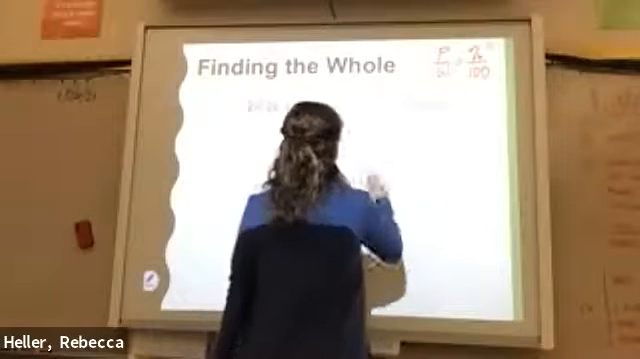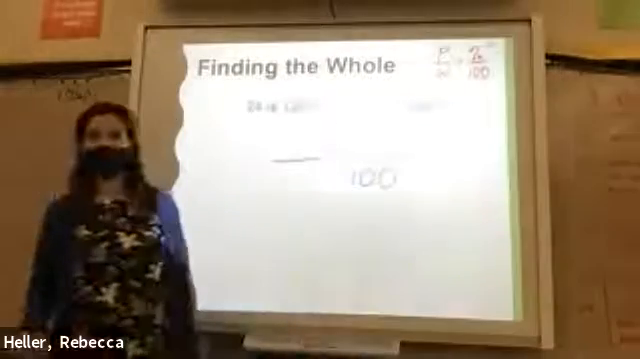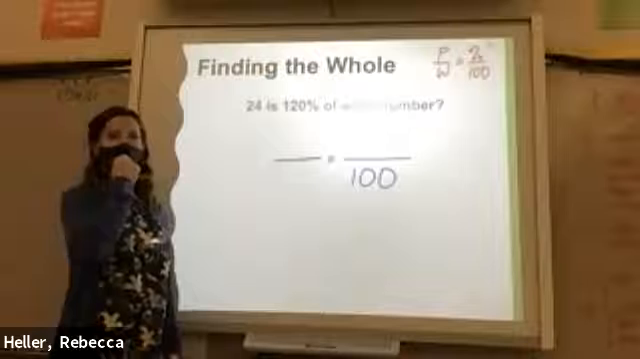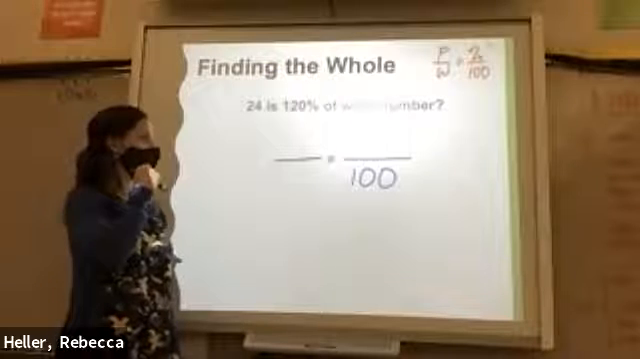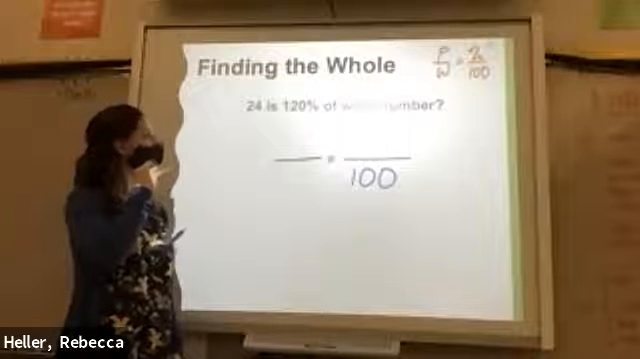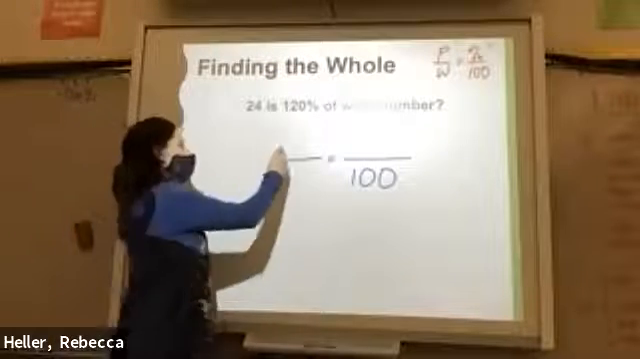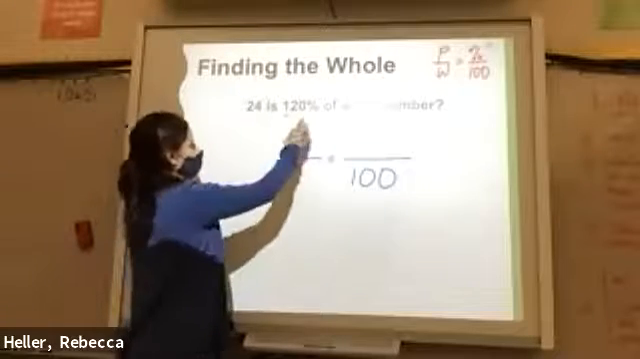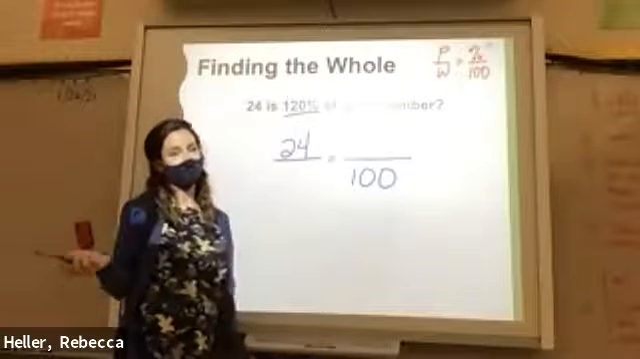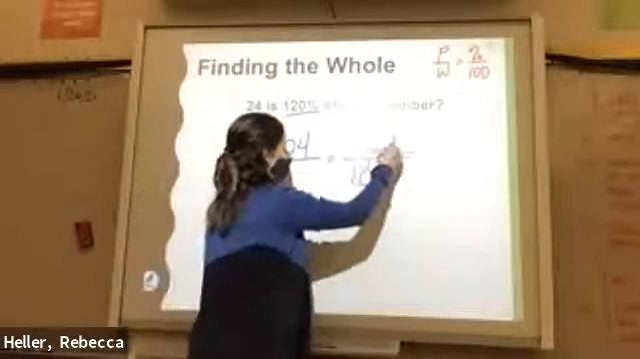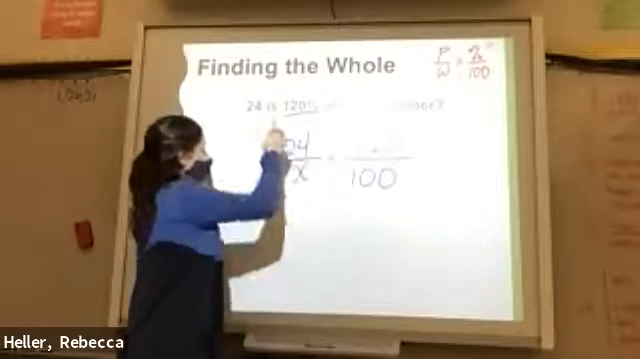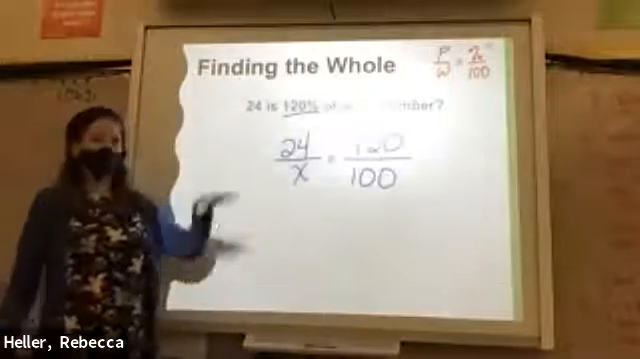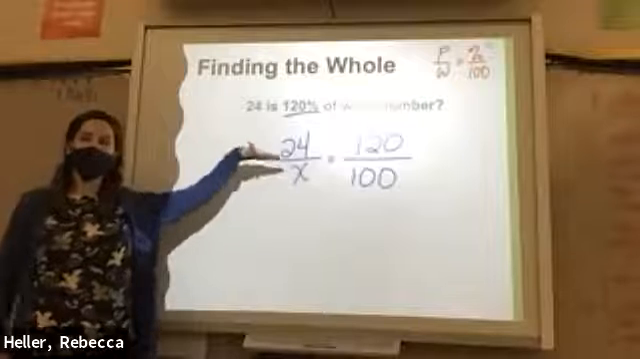All right, where would the 24 go? Go ahead, Noah. The top left. Top left is correct. Yep, that's the hard one. The 120 is the percent, so we know that that's going to go over the 100. But that's the hard part. How do I know that the 24 should go on top and not the bottom?